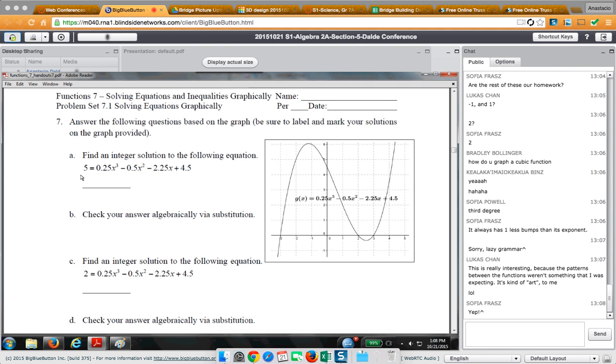Whoa, what is that? It's really interesting because patterns between functions weren't something that I was expecting. It's kind of an art to me. Yeah, exactly. It's kind of an art.